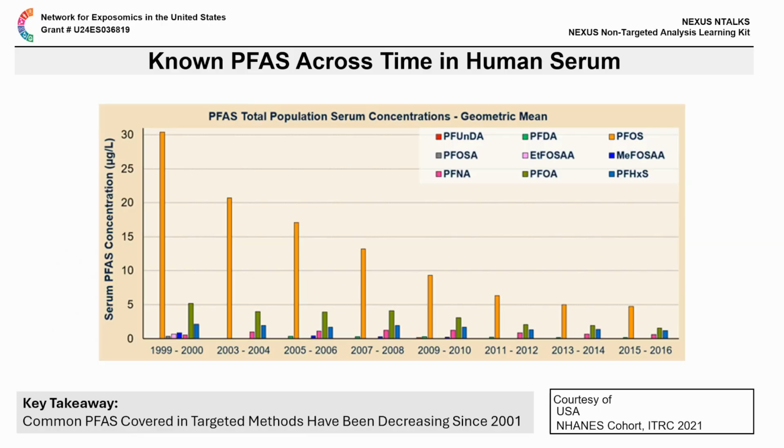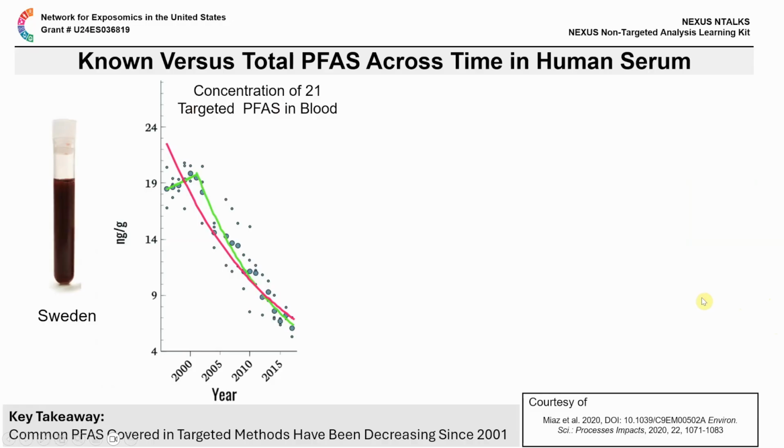Now, this is the NHANES cohort. We don't have up-to-date data in human blood in such a large cohort in the United States since then. And so this is a gap in the data, since this is a decade old. But the idea is that PFOS, PFOA, and other PFAS are decreasing. Note these are the commonly measured PFAS.